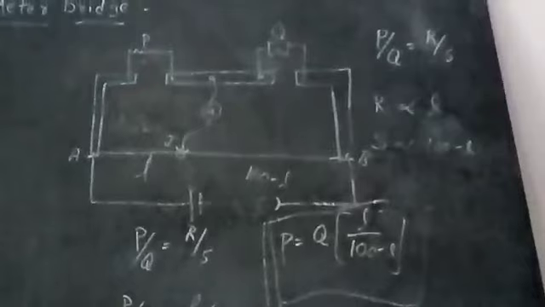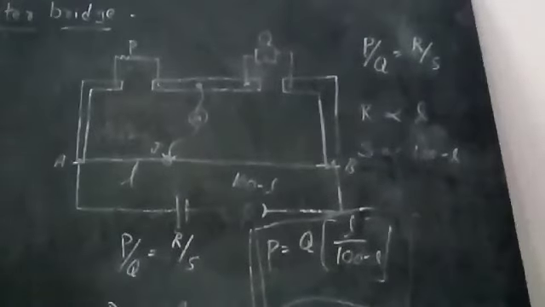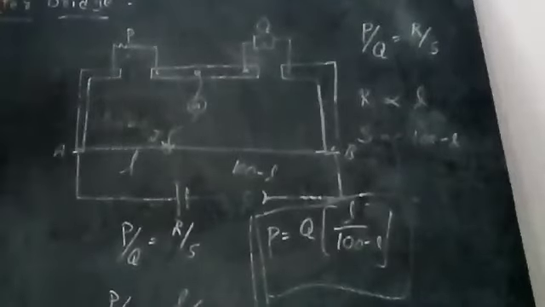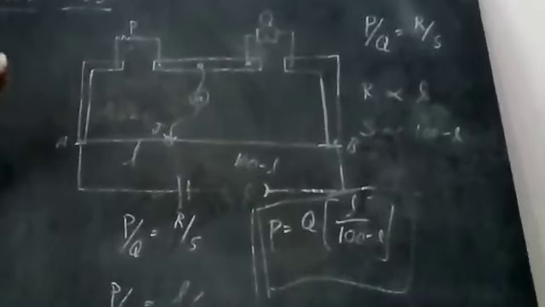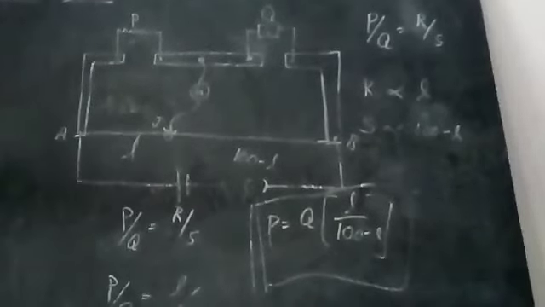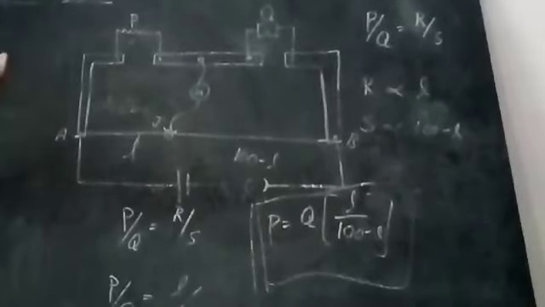So once again, I'm recollecting all those things. See, the meter bridge is based on the principle of Wheatstone's bridge. What is the principle of Wheatstone's bridge? If four resistors are taken systematically in cyclic order, then P by Q is equal to R by S.